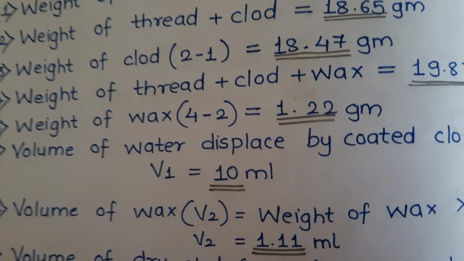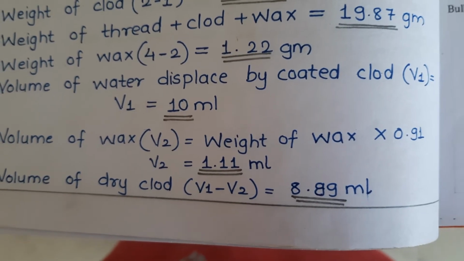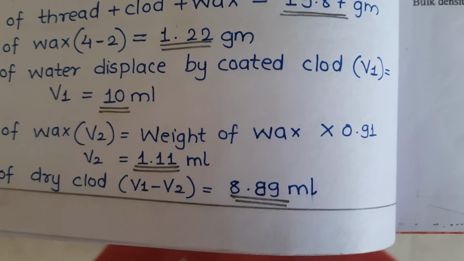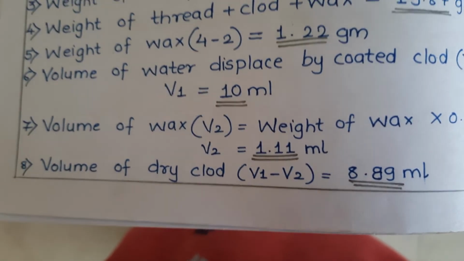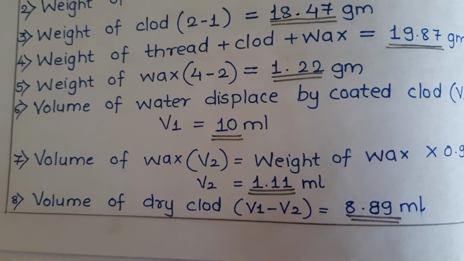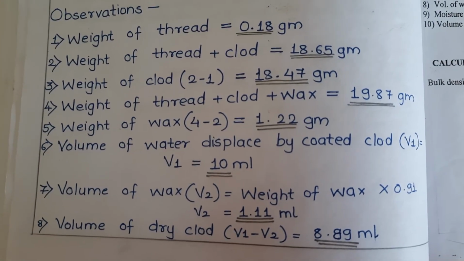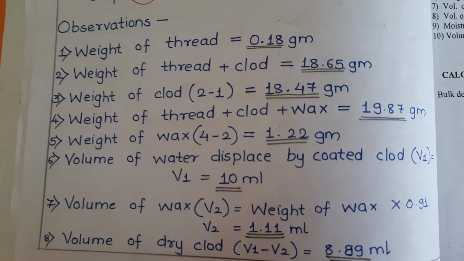Next, calculate the volume of wax, that is multiply the weight of wax with 0.91, that is the specific gravity of wax. After that, calculate the volume of dry clod. After filling this observation table, put these values in a formula for the determination of bulk density.